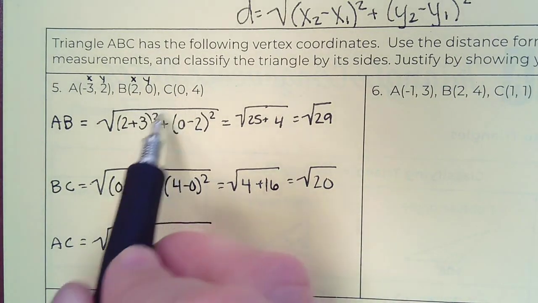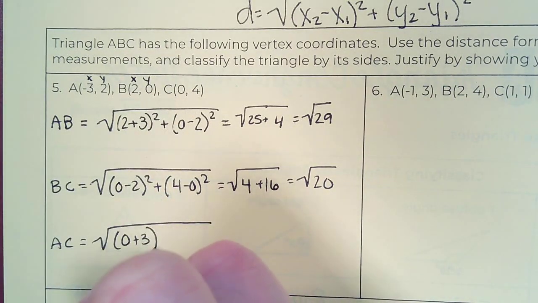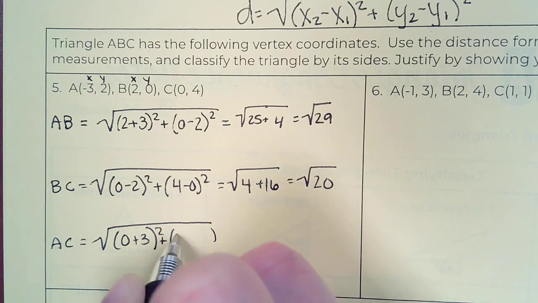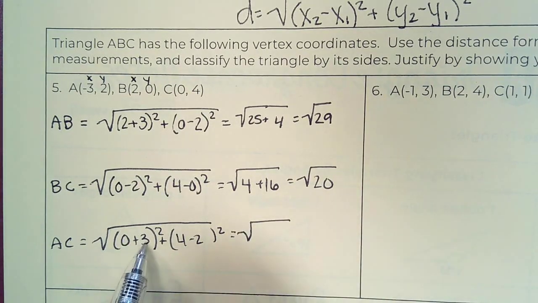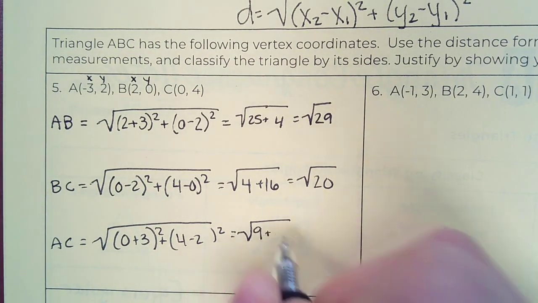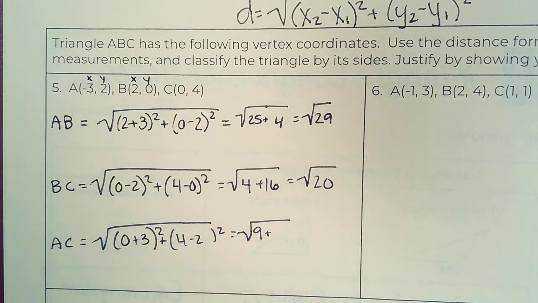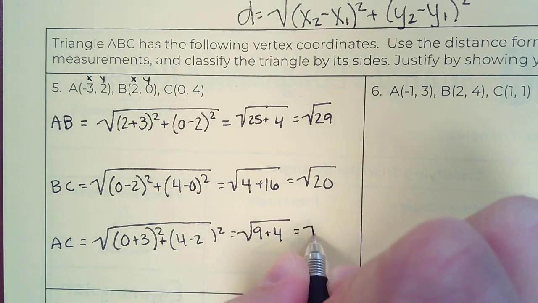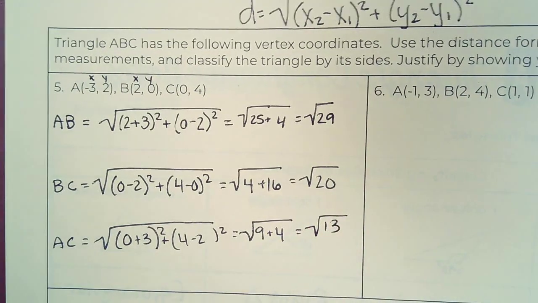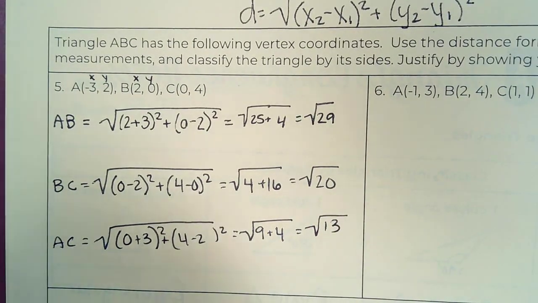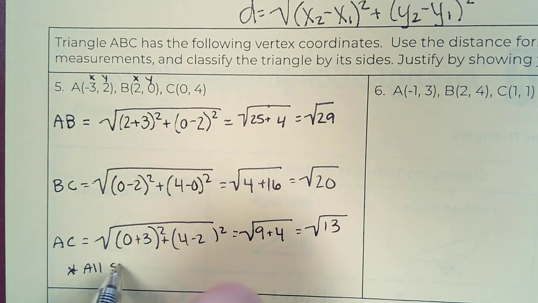AC, so 0 minus negative 3, so 0 plus 3 squared plus 4 minus 2 squared. 0 plus 3 is 3. Squared is 9 plus 4 minus 2 is 2. 2 squared is 4. 9 plus 4 is 13. Okay, all of these are different. None of them are the same measurement. So all sides are different lengths. This is a scalene.